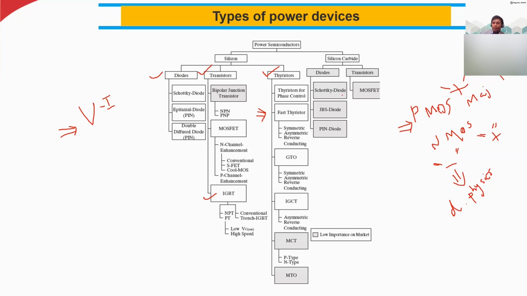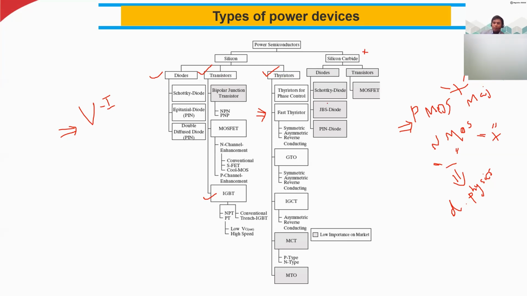And the silicon carbide, yes, we are also using that, but that is used for some special purpose applications. So we don't need to worry about this silicon carbide. So mainly we are using these power diodes, power transistors, and power thyristors.